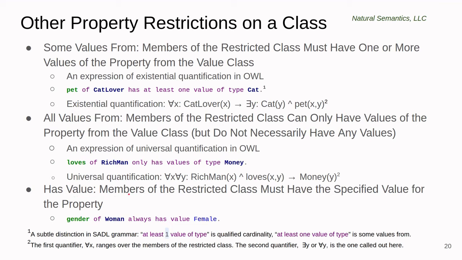And finally, another property restriction on a class is the has value restriction. In this case, members of the restricted class must have the specified value for the property. Every member of the class must have that specified value for that property. For example, gender of woman always has value female, is how we would say this in our controlled English.